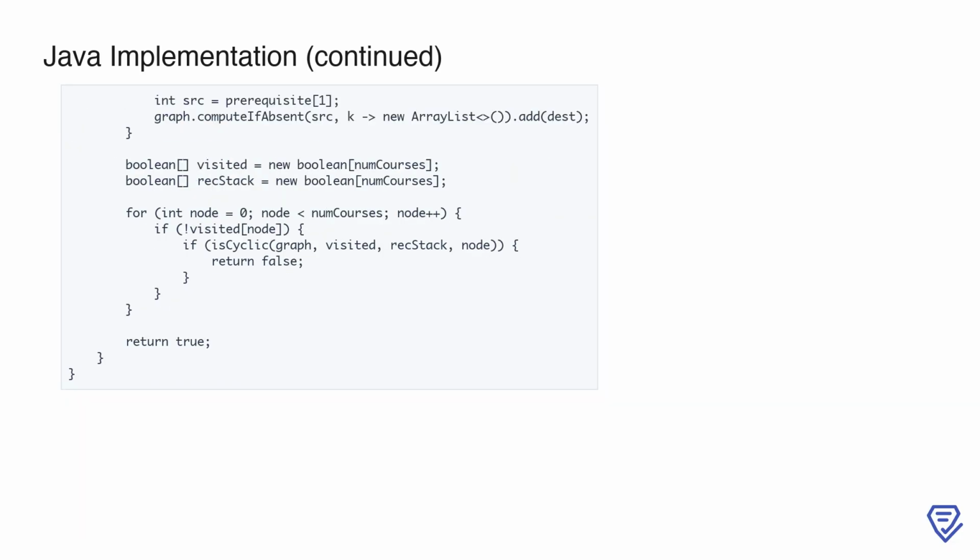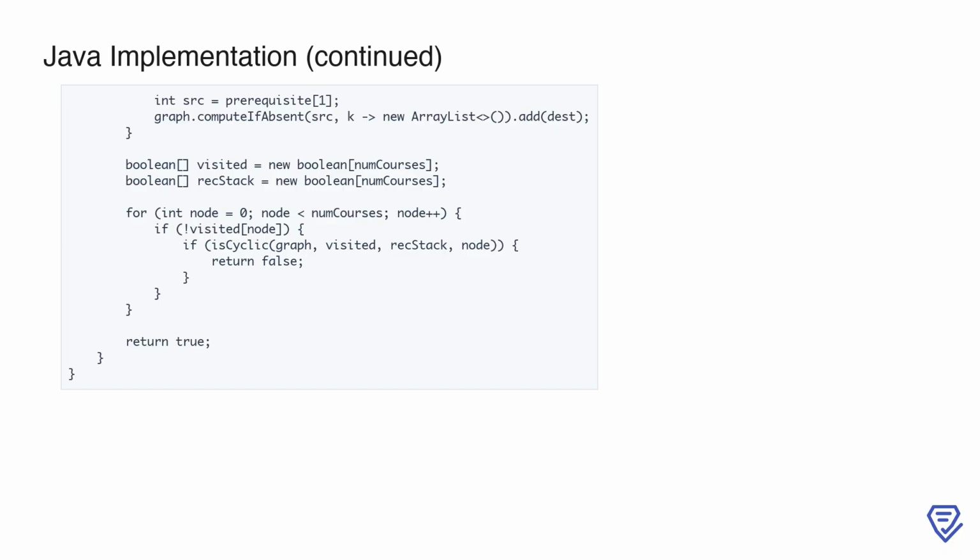Now, in the main method canFinish, we construct the graph from the given prerequisites. Each prerequisite pair is processed, where the first entry is the destination, and the second is the source. We use computeIfAbsent to initialize the adjacency list for each source and then add the destination to it.